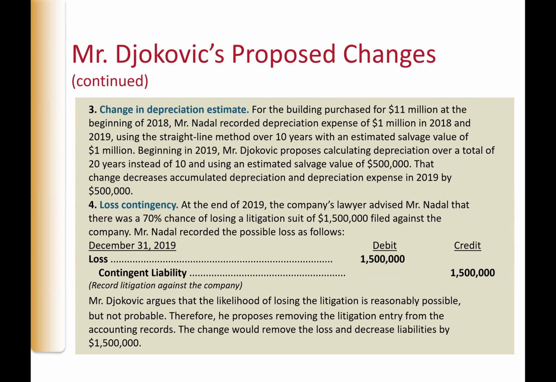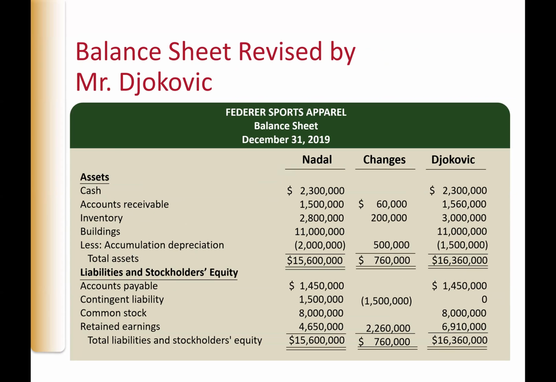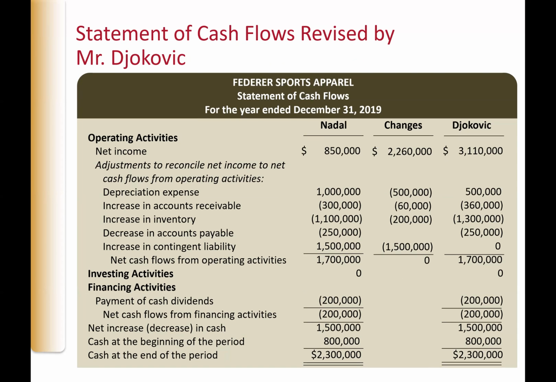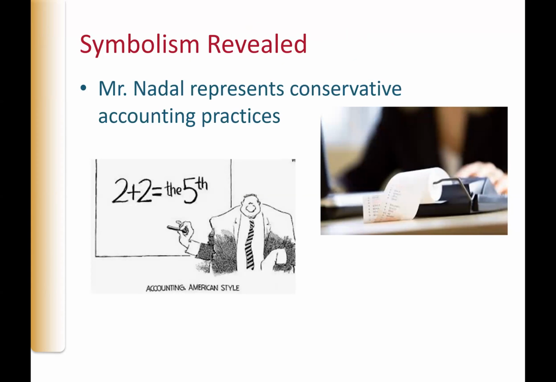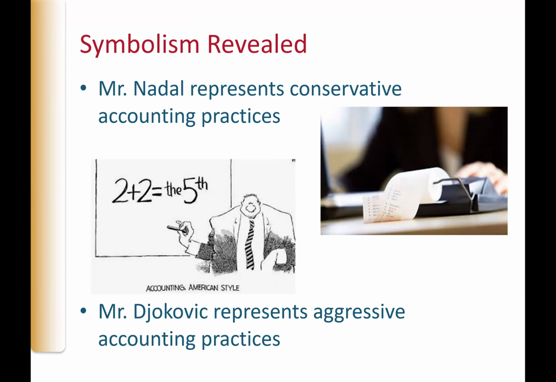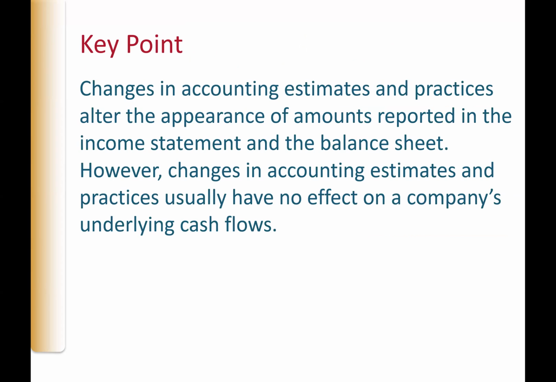See? Loss contingency. At the end of 19, the company's lawyer advised Nadel that there's a 70% chance of losing a litigation suit. But Djokovic argues the likelihood is reasonably possible, which means in that case, he wouldn't have to report it. So you hear that with Nadel, he's using a conservative approach. He's going to write off this loss, where Djokovic doesn't want to report it on the financial statement. As a result of either one, it would affect the financial statements significantly. As you see, Nadel represents a conservative approach and Djokovic is an aggressive approach.